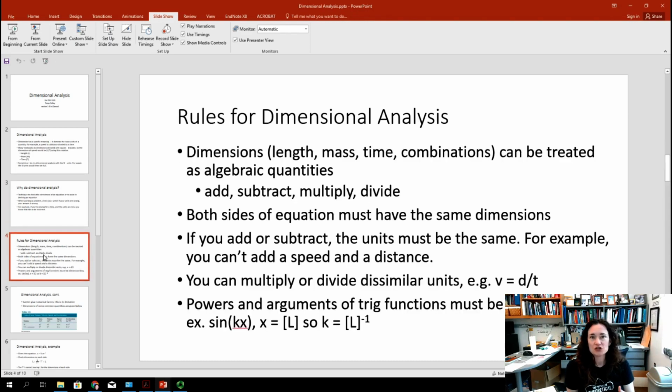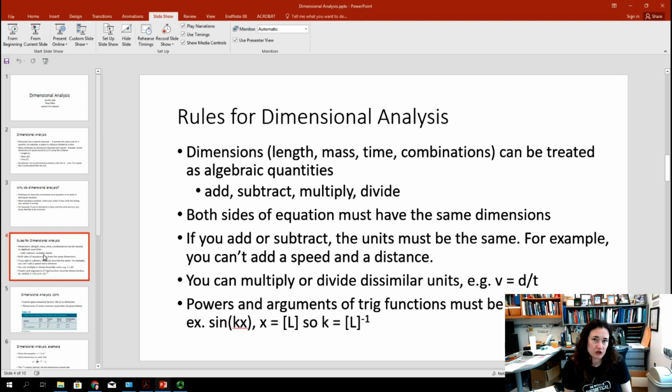Now, how does one do dimensional analysis? Well, there's some rules. And we'll have homework and we'll have in-class problems where you get to practice this. Oh joy, right? Okay. So dimensions, let's take them right now, length, mass, and time, and then combinations. We'll be adding units on as you learn more physics. But let's treat them like we would treat any other algebraic quantity.